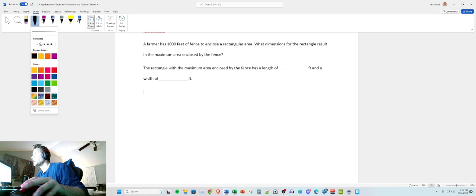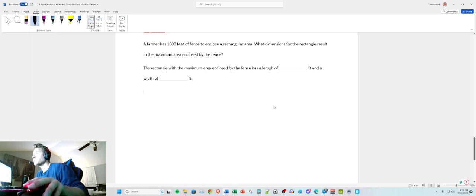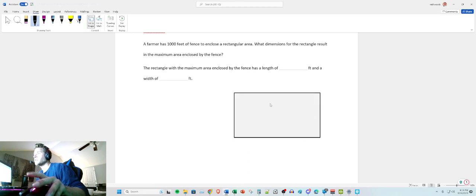So let's imagine it's another farmer, but he wants to enclose a rectangular area, but he's not putting it against a barn this time. But it wants to know what dimensions for the rectangle result in a maximum area enclosed by the fence. So we want the maximum area. This should turn into a rectangle for me.